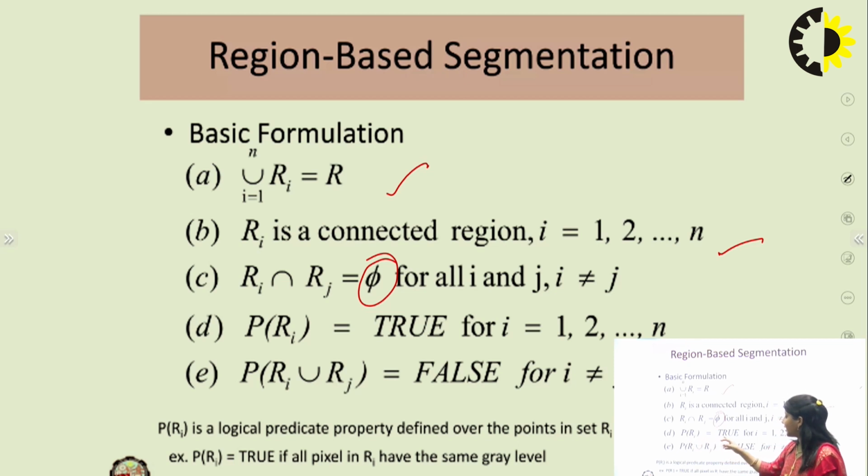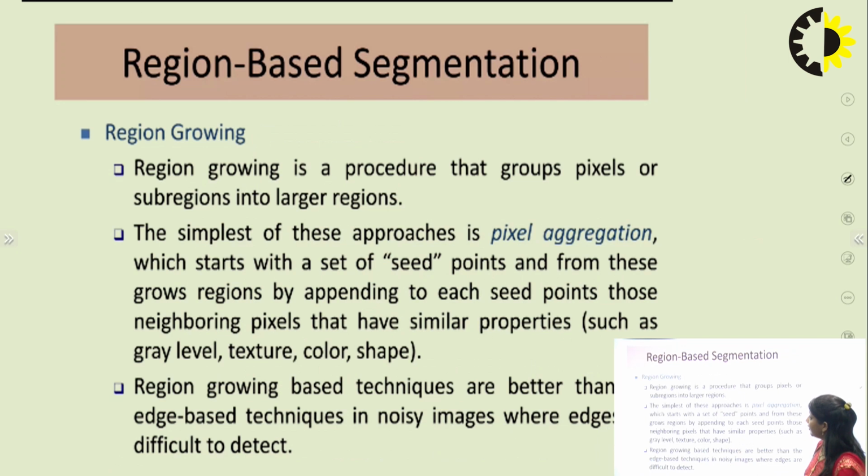And P of Ri is true for all i. P of Ri is a predicate property, meaning based on texture, color, and all the properties of that region, the value should be true. And the predicate of Ri union Rj equals false, meaning there will be no homogeneity, and no common pixel that will be in both regions. Fine. So this value will be false.